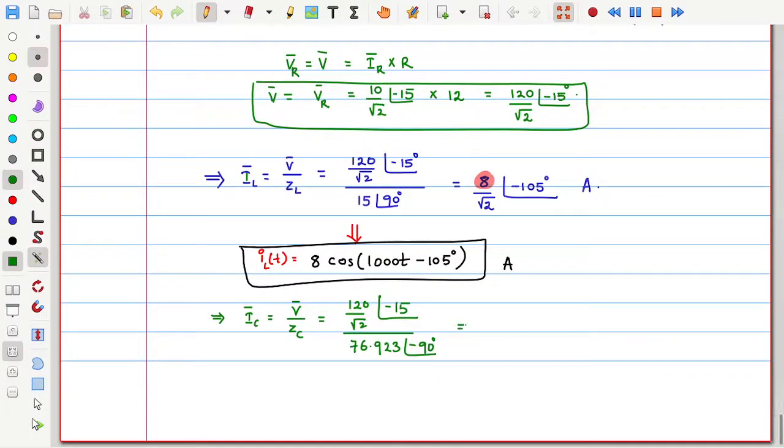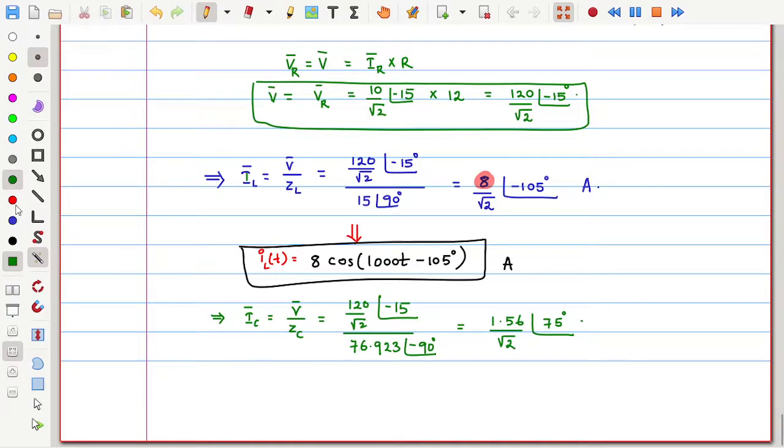Now simplify this. Root 2 let us keep as it is. So let me write this as 120 divided by 76.923. So how much I will get is 1.56 by root 2. So at an angle, how much will it be? So this will become 90 minus 15. Why? Because the denominator term is coming back to the numerator, the sign changes. So 90 minus 15 is 75. Now this is what the IC phasor.